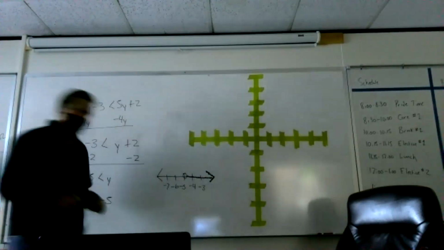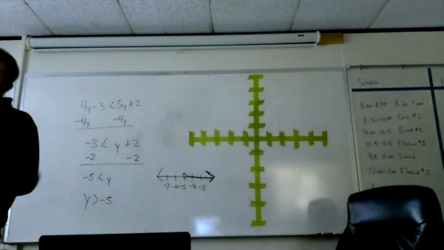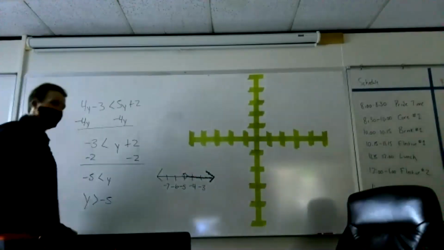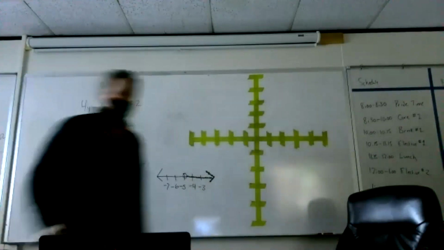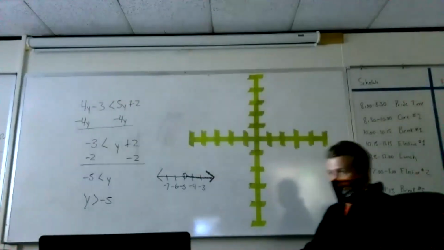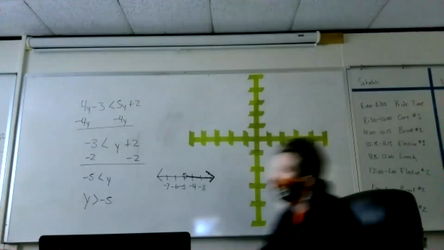The reason that we put an open circle is because our inequality sign is greater than and not greater than or equal to. You will see that on the next one. So I believe that y is greater than negative 5. That should be my answer.